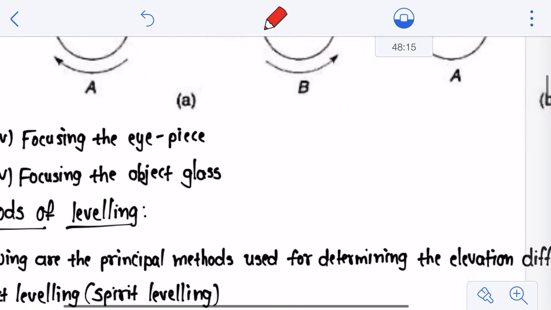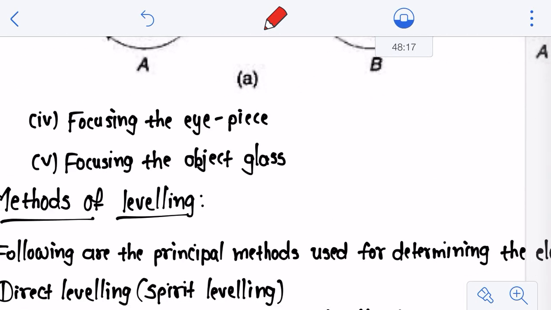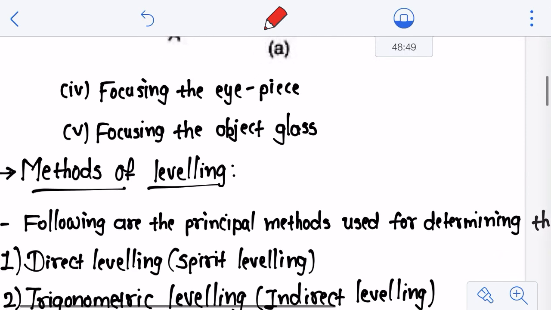Then you need to focus your object glass, because even once you have focused your eyepiece, if you try to observe your object through the telescope, it may be visible as a blurry one. So you have to adjust your objective glass to make your object visible and clear. And once it is clear, then you can finally read your observation. That's how the adjustments are to be done for your dumpy level before taking any staff reading, whenever you have changed the position of your instrument from one place to another. So that's how you need to take care.